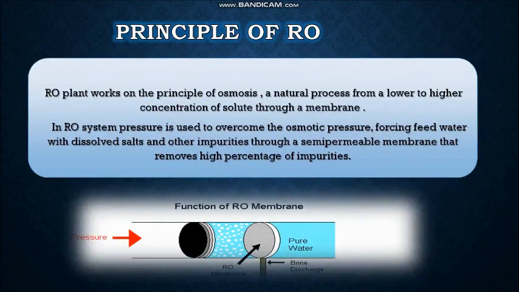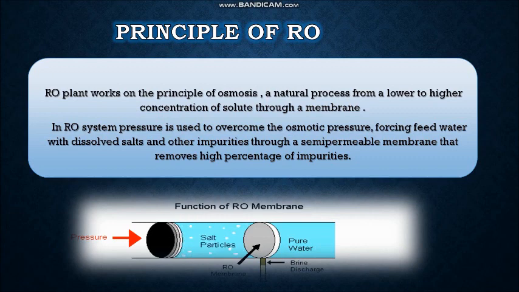RO works on the principle of osmosis, the natural tendency of water with dissolved salts to flow through a membrane from lower to higher concentration of solute. This process is found throughout nature. In an RO system, pressure is used to overcome natural osmotic pressure, forcing feed water with dissolved salts and other impurities through a semi-permeable membrane that removes a high percentage of impurities.